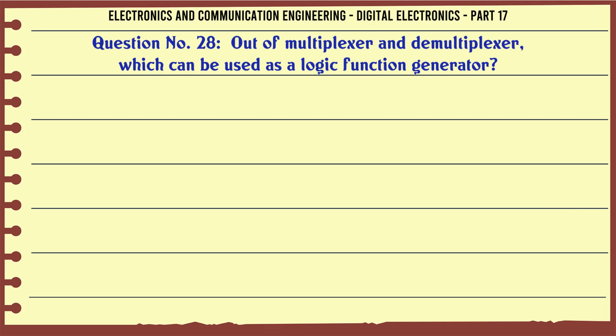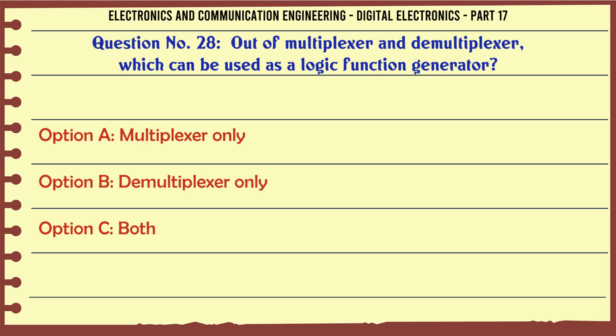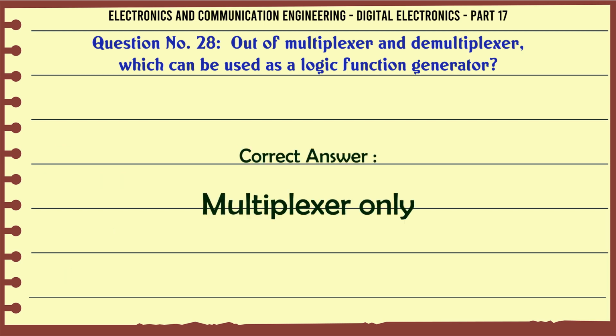Out of multiplexer and demultiplexer, which can be used as a logic function generator? A. multiplexer only, B. demultiplexer only, C. both, D. none. The correct answer is multiplexer only.